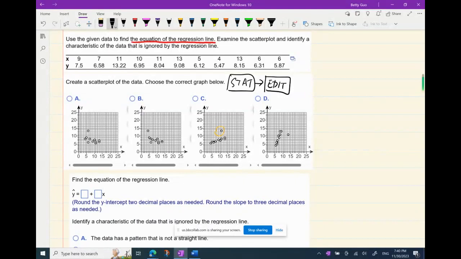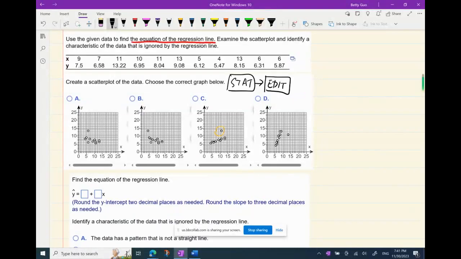11, 13, 5, 4, 13, 6, 6. All right, let me double check. 9, 7, 11, 10, 11, 13, 5, 4, 13, double 6. All right, very good. It never hurts to double check your values.